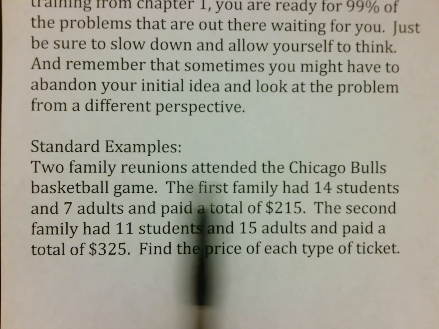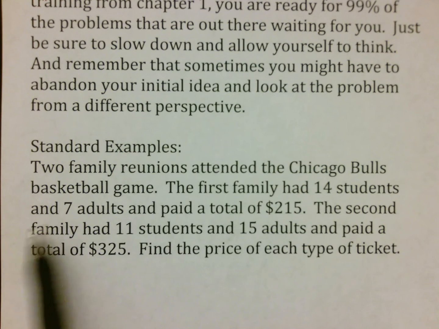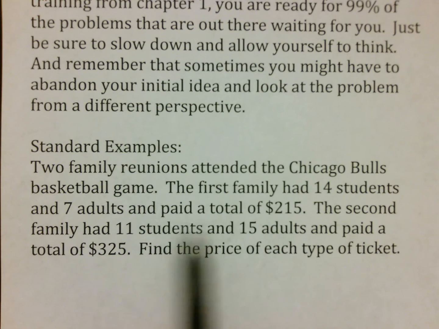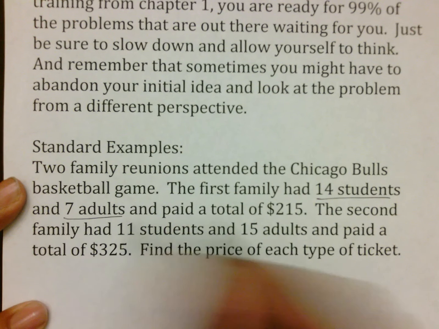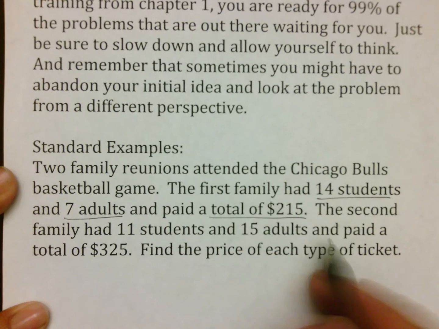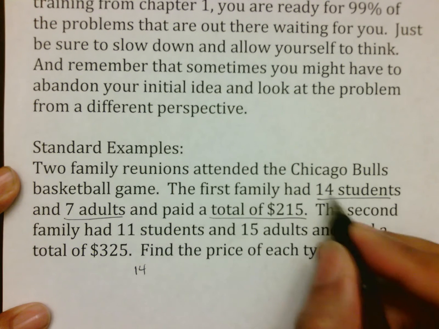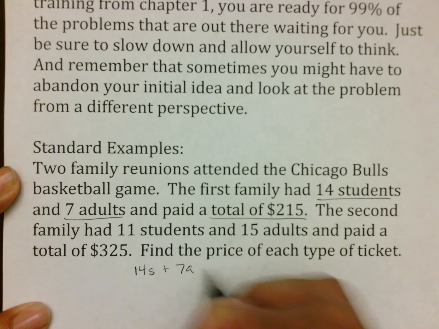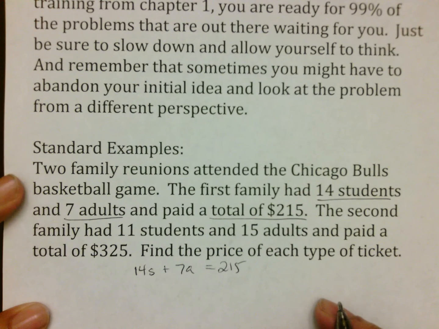It talks about 2 family reunions attending the Chicago Bulls basketball game. The first family had 14 students and 7 adults, paid a total of $215. The second family had 11 students, 15 adults, paid a total of $325. So what you see here is, again, a standard example, which means you're usually going to have a nice, simple translation. 14 students means 14S plus 7 adults, paid a total of $215. That is family number 1.